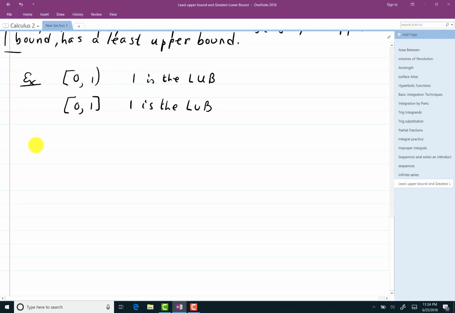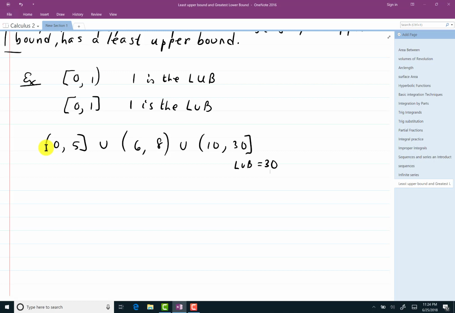If you had a set something like this, (0, 5) union (6, 8) union (10, 30), well, the least upper bound will equal 30. And while we're at it, something called the greatest lower bound will equal 0. The greatest lower bound is an analog, but it's the largest of all the lower bounds. So you can go and use it, although we won't use that directly in what we're doing in this class.